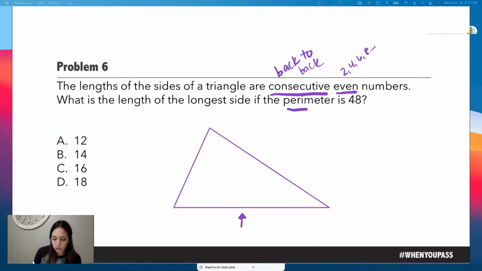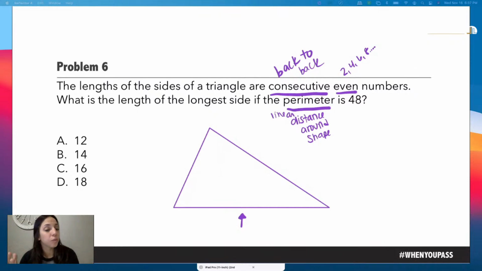Perimeter, the distance around the shape. I'm actually going to say linear distance because it's a line. So there's two ways we can solve this. We can do this the algebraic way, or we can do this using our answer choices. I'm going to start with the answer choice way, and then I'm going to do it the algebraic way.